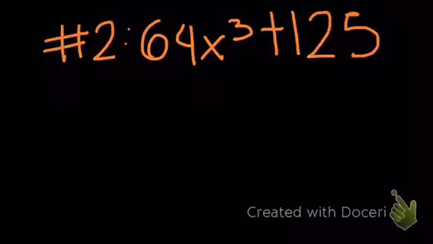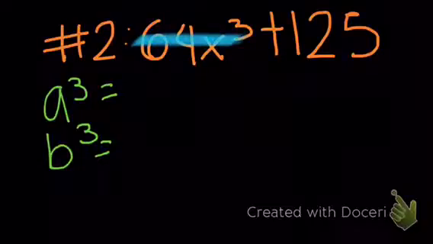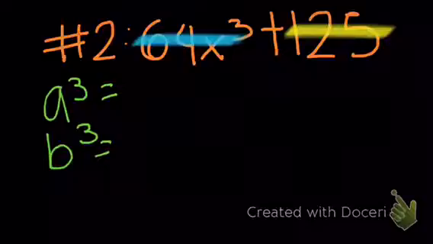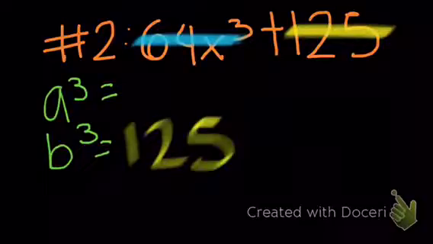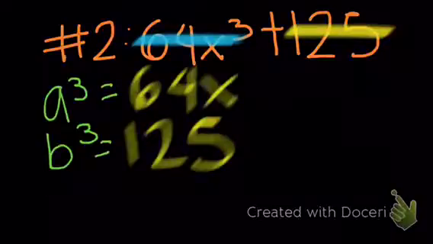number 2. Okay, so for number 2, our problem is going to be 64x cubed plus 125. Okay, so we're going to start out finding our a and b, and our a is always going to be this first number right here, 64x cubed, and our b is going to be highlighted in this orange yellow color right here for 125, and we're just going to write that right here, 125, and then our a is going to be 64x cubed.